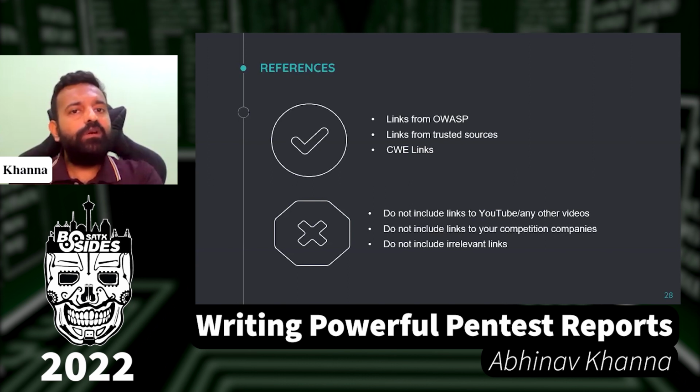References that should not be included are irrelevant links, any YouTube links, or competition companies. So when it comes to YouTube links, some companies might have a policy where YouTube is not accessible. In that situation, these links become completely irrelevant. To avoid that situation, do not include video links in the first place.